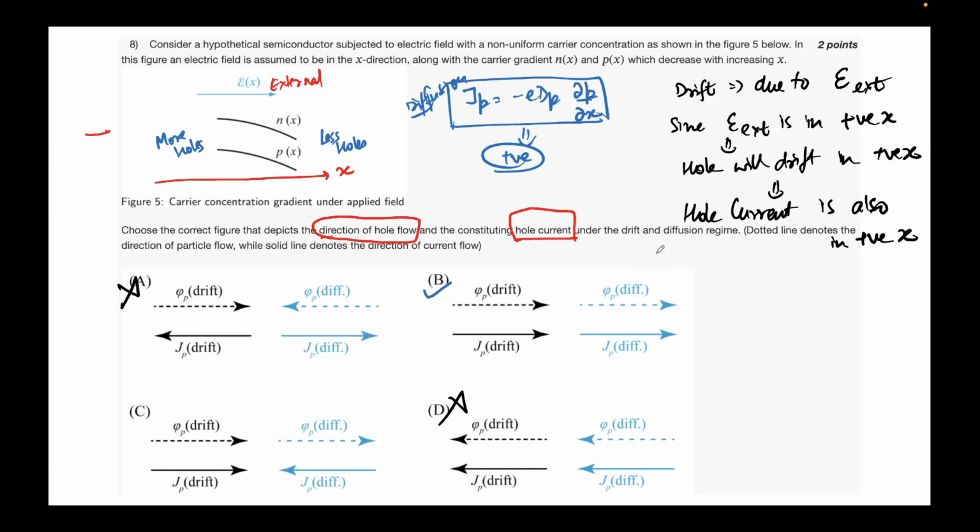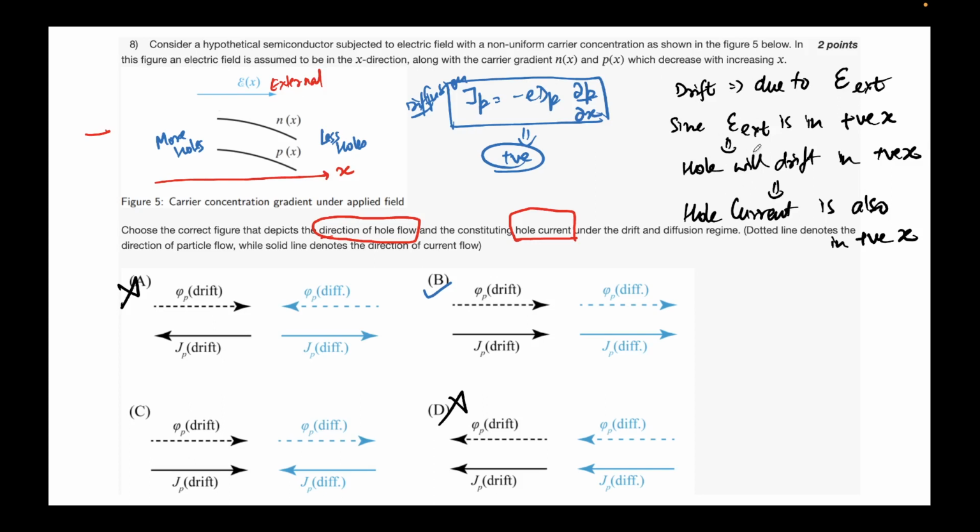What we saw in this case is that, just let me say this, if I remove E external, there will be no drift. Please remember that. There will be diffusion but no drift. This E external is causing the drift, right?